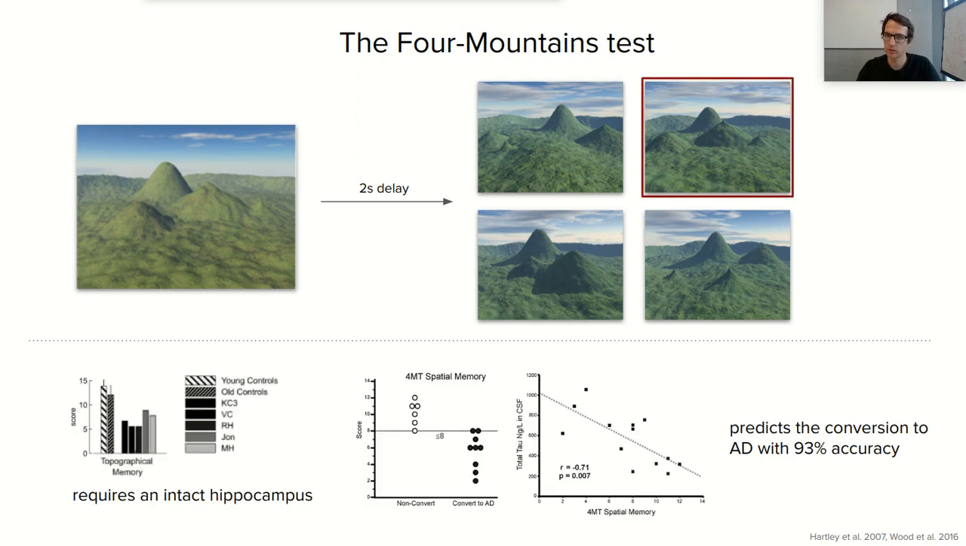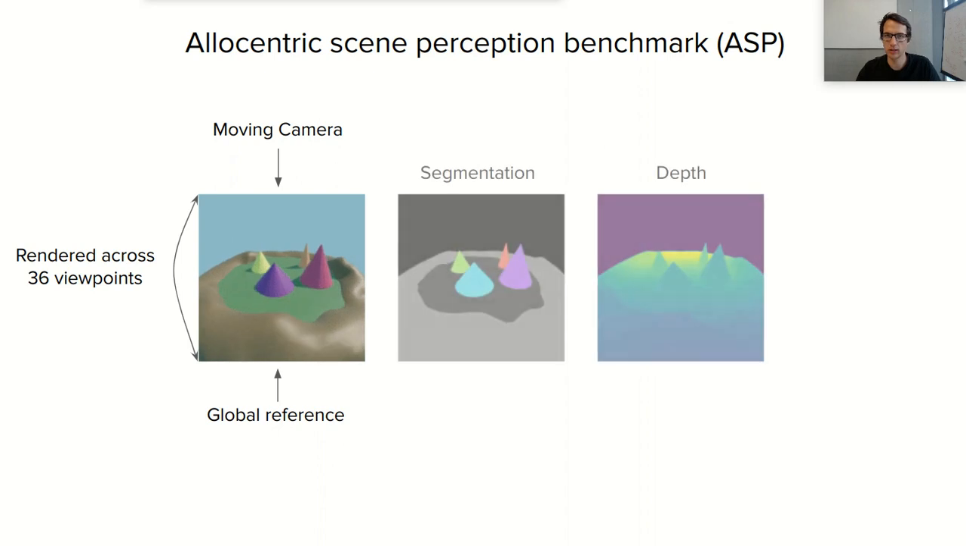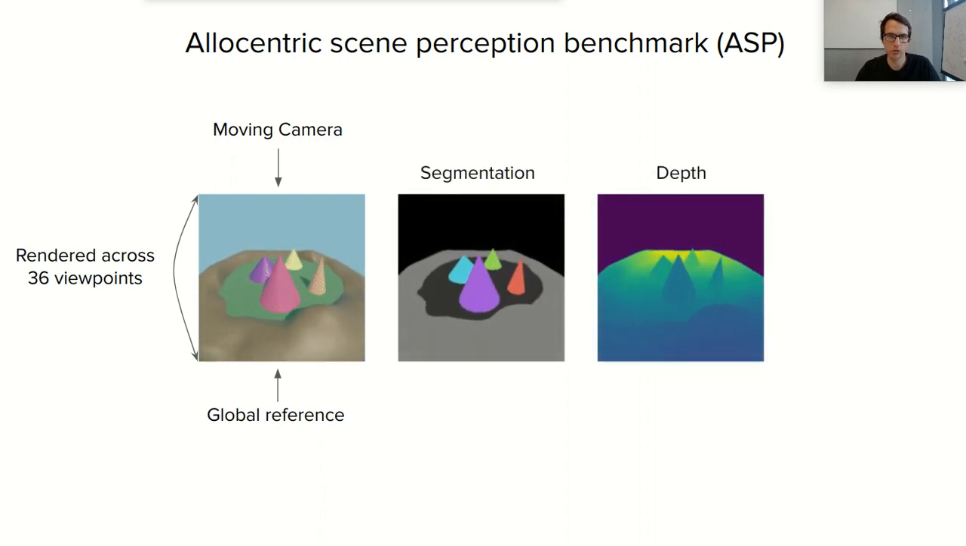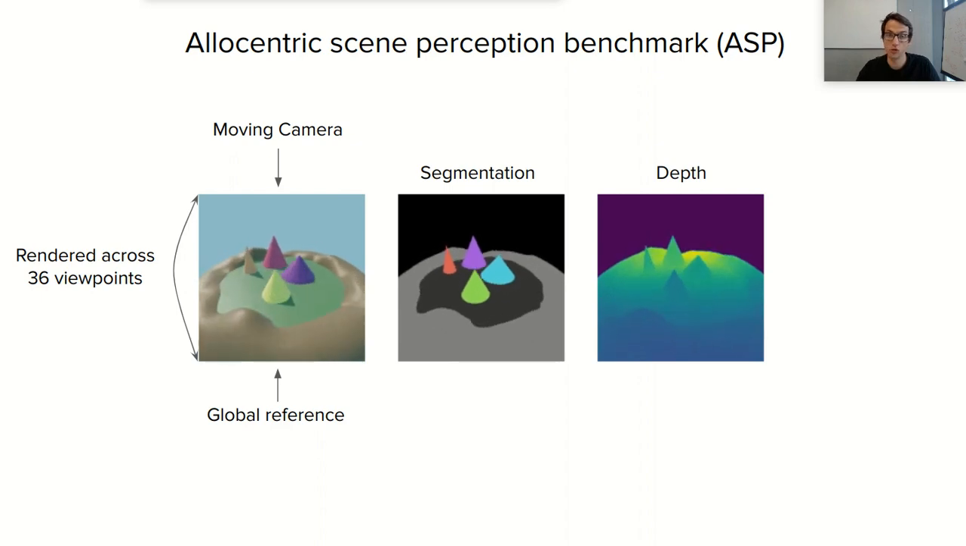This task has been previously shown to require a fully functional hippocampus and is used in clinics to predict Alzheimer's disease conversion with high accuracy. We deconstructed the task into its fundamental components, utilizing a global reference frame and rendering 4 objects using cones. Additionally, we generated segmentation masks and depth profiles for each scene. We call our new task the allocentric scene perception benchmark, which, in contrast to the original Four Mountains test, can be used to train neural networks.